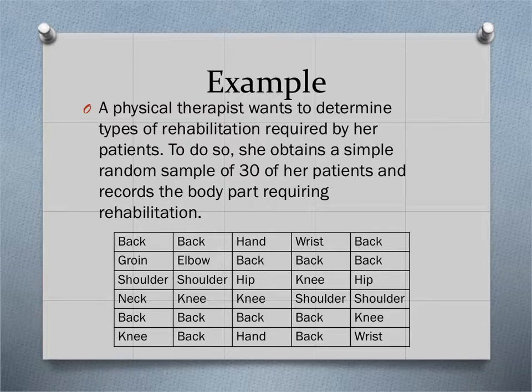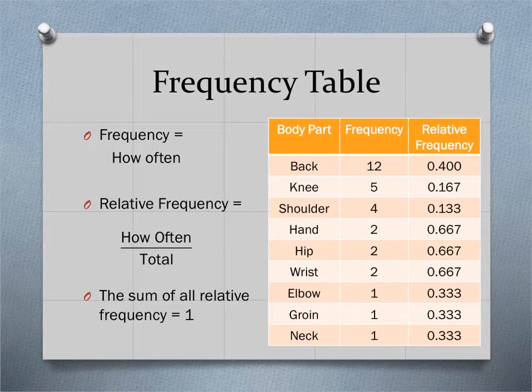And we need to organize this data first. So the way we're going to organize is by creating a table ourselves. We're going to create what's called a frequency table. And in a frequency table, realize frequency just means how often something occurs. All right, and then we notice we have these different body parts: back, knee, shoulder, hand, hip, wrist, elbow, groin, and neck. And then the frequency is how many times they occur in the data set. So back occurs the most with 12, and it works itself all the way down to the neck, which has 1, the groin, which has 1, elbow, which has 1. So all we're doing is organizing our data right now.